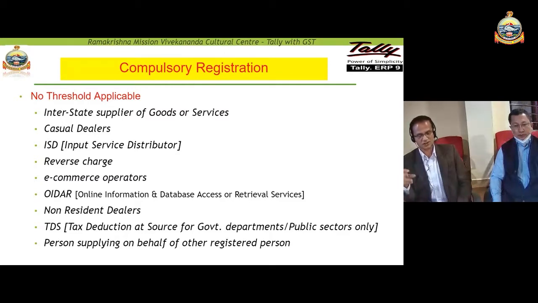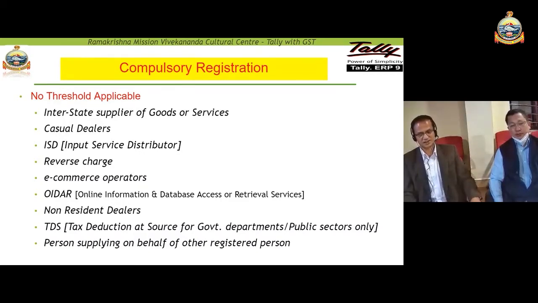E-commerce operators, online businesses like Amazon, Flipkart, and all these. OIDAR, online information and database access and retrieval services. This is mostly import of services. In these sorts of things also, the exporter from outside India, like Ola, Uber services and all these things, supposing they are providing the services from somewhere outside India, they have to take a registration either through an authorized representative, or they have to make their presence somewhere within India wherever they want to render the services. Non-resident dealers, as we said, anyone coming from outside.